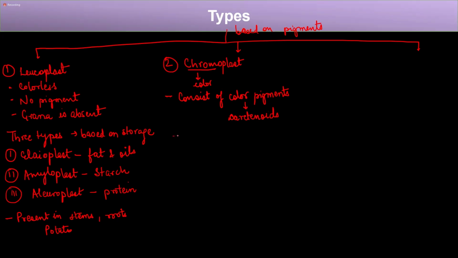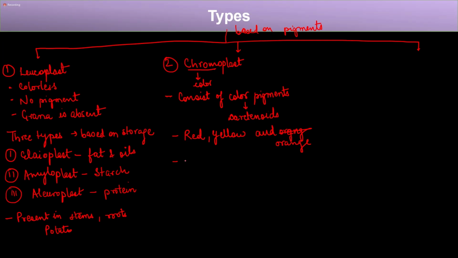These carotenoids give different colors such as red, yellow, and orange. And the chromoplasts are present in which region of a plant? They are mainly present in the aerial part of the plant, so the part of a plant that is above the ground.